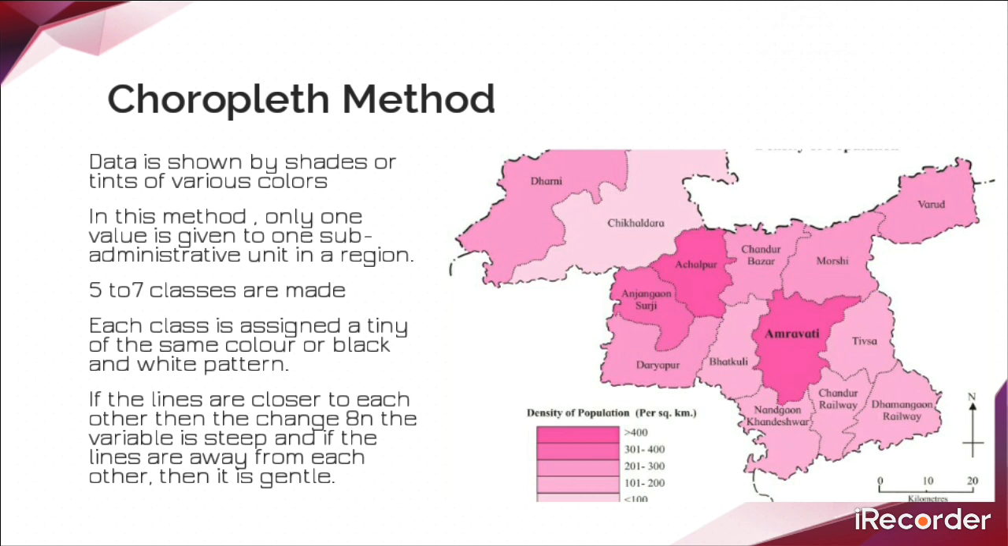Name the taluka having a population density between 301 and 400 persons per square kilometer. The taluka having a population density between 301 and 400 persons per square kilometer is Anjangaon Surji. Now see, it is clearly visible by the scale which is given here. So we can clearly find out between 301 to 400 with the color. Now what is the density of Amravati Taluka? The density of Amravati Taluka is more than 400 persons per square kilometer.